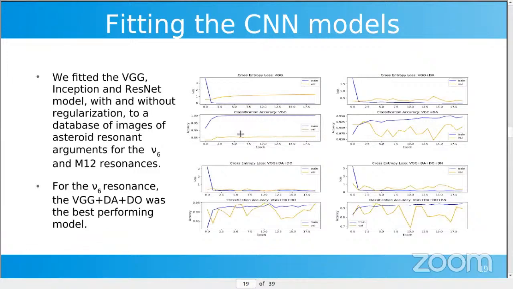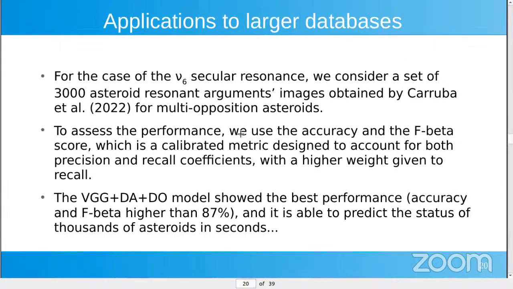In this case, we can now assess the performance. You can use accuracy or the F-beta score, which is a calibrated method designed to account for both precision and recall. These models can have very high performance, accuracy or F-beta higher than 87%, which means that we are now able to predict the state of thousands of asteroids in seconds. Instead of having to go through the images visually in weeks, we can now do this in just a matter of seconds.